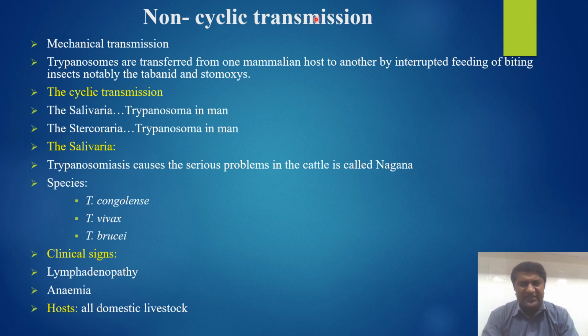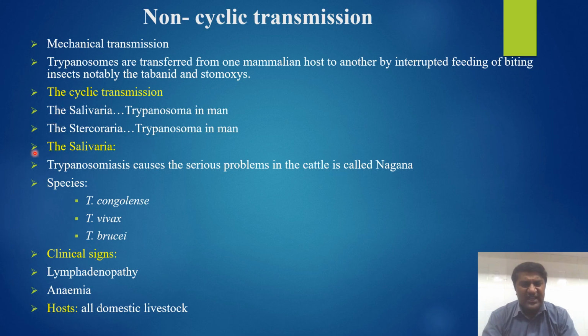Non-cyclic transmission is also called mechanical transmission. The trypanosomes are transferred from one mammalian host to another by the interrupted feeding of biting insects, notably tabanids or stomoxys. In the cyclic transmission, I already told you that there are two main groups: the salivarian, Trypanosoma in animals, and the stercoraria, also Trypanosoma in man.